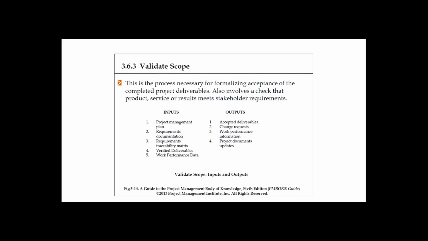Scope usually deals with the deliverables and requirements. So let's say I have a code to be accepted. You will validate the scope, whether it meets the specifications or the requirements mentioned in the requirement documents. It also involves a check that the product, service or result meets the stakeholder requirement. Exactly. So inputs: project management plan, requirements documentation, requirements traceability matrix, verified deliverables, work performance data.